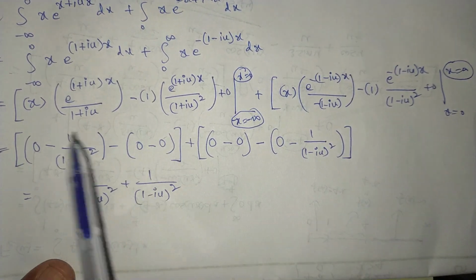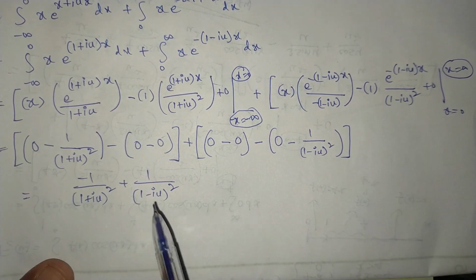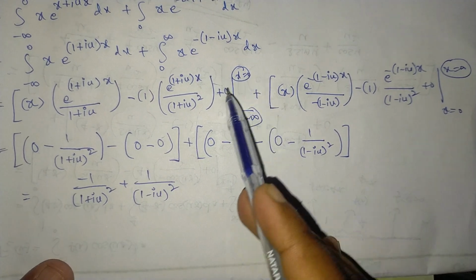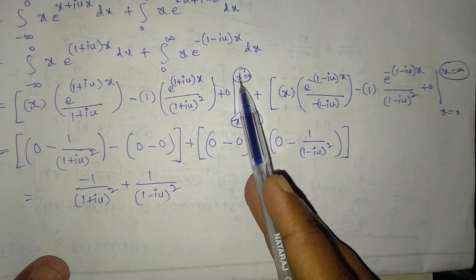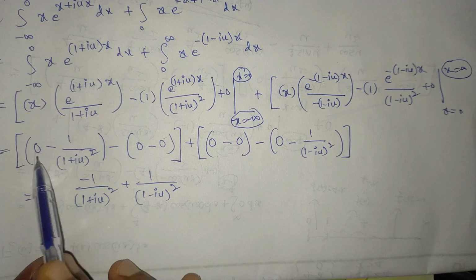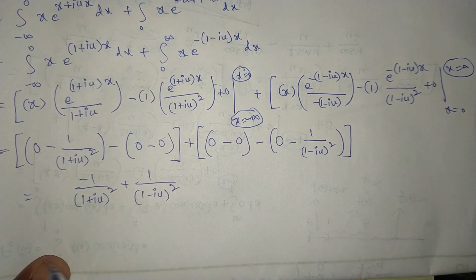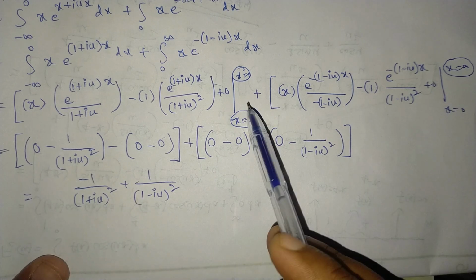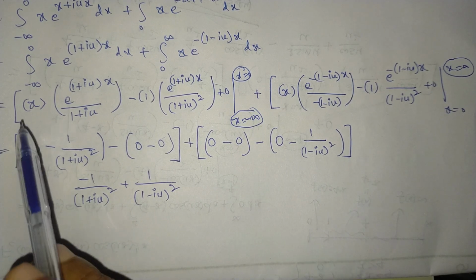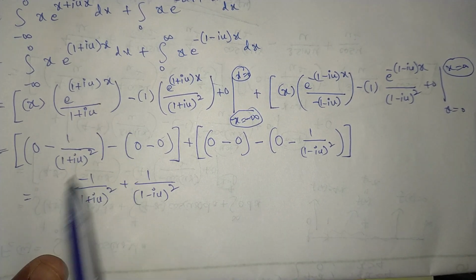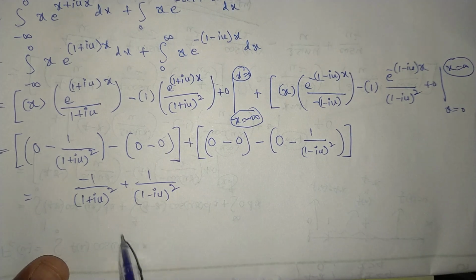So we have to apply the Bernoulli rule here. After that, we have to find the upper limit. Put x equals 0 here. 0 into anything is 0, minus e power 0 is 1, divided by 1 plus i u whole square. This is the upper limit, minus, substitute x equals minus infinity. So e power minus infinity is 0, minus e power minus infinity is again 0.